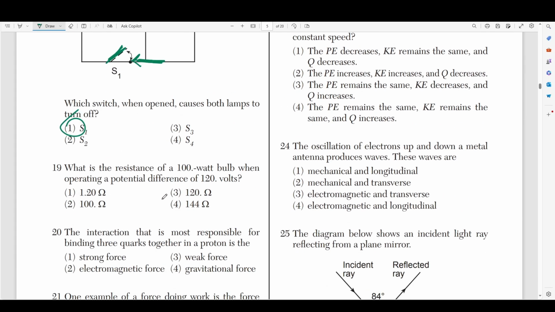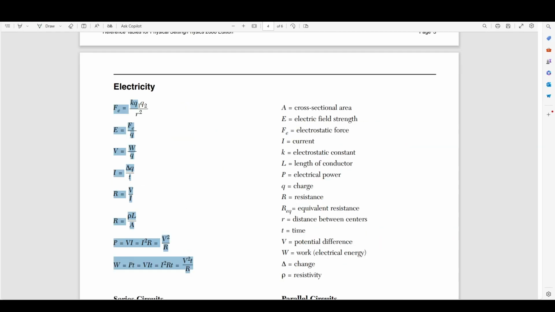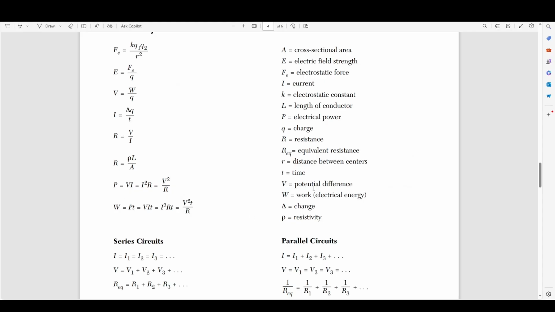Number 19 says, what is the resistance of a 100-watt bulb when operating at a potential difference of 120 volts. So here we're asking for resistance. So resistance is equal to what when we're dealing with watts, or power, and volts, right? Okay, so let's look at something that has power, volts, and resistance. So here we have P, which represents electrical power, which is watts, right?